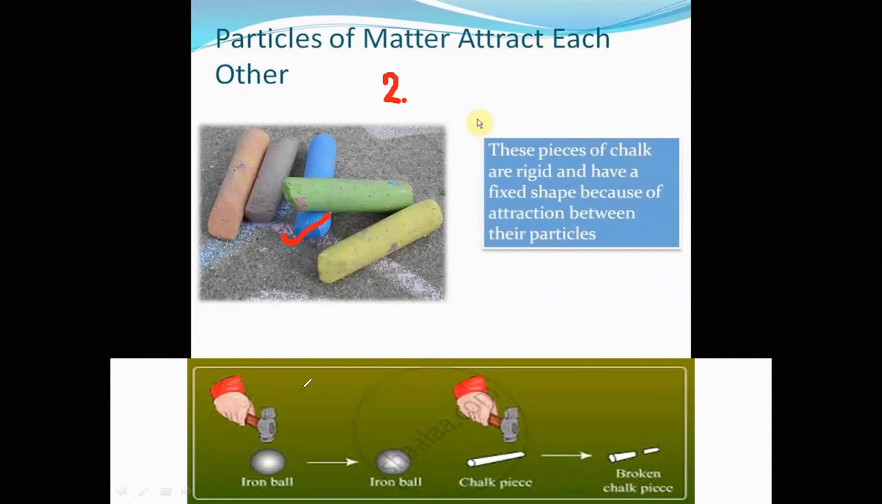See, one more example can be seen. If you hammer an iron ball, it is not broken down into smaller pieces. On the other hand, if a chalk is hammered, it is broken down into smaller pieces. What does it show? It shows the force between the particles of chalk is not the same as in an iron ball. Obviously, it is larger in an iron ball.